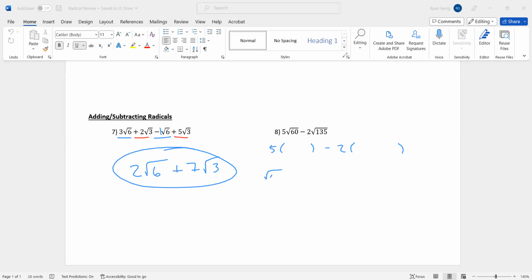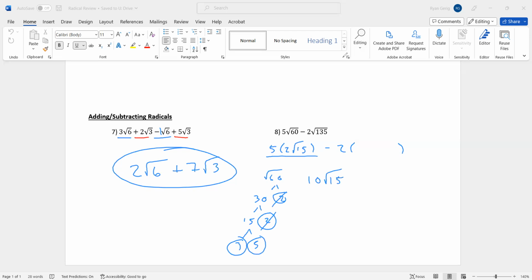So 60 is 30 and 2, 15 and 2, and that would be 3 and 5. Pair of 2's, so a 2 on the outside and a 15 on the inside. So when I multiply that all together, I get 10 radical 15.